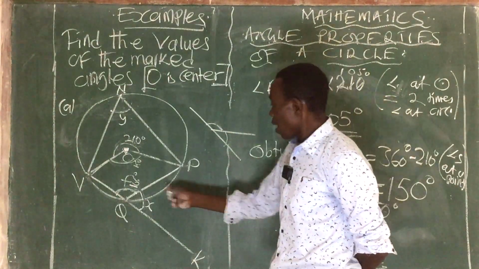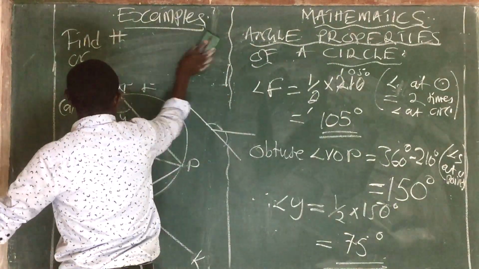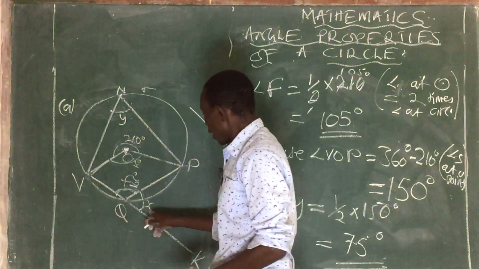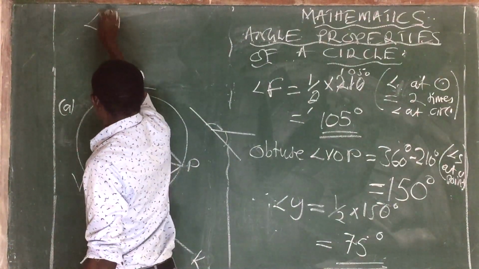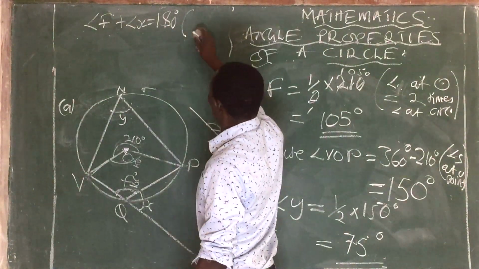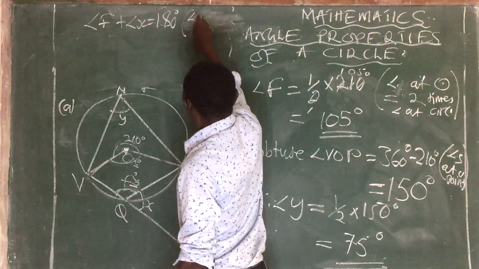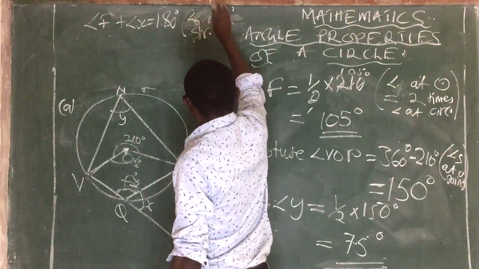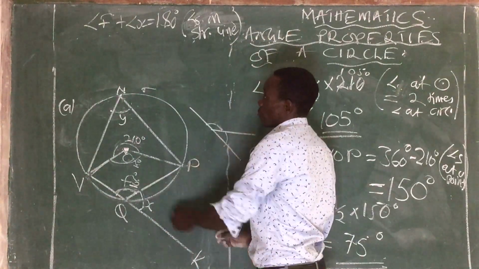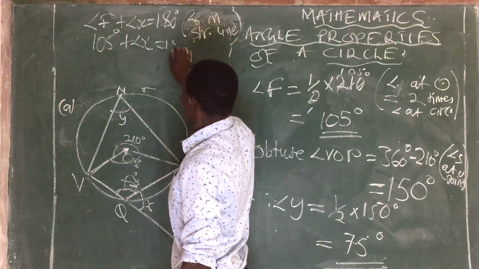Or mention it as supplementary angles. It's the same language. Right, so let us finish that one out by doing thus. For x here, I will simply say angle F plus angle x is 180 degrees. You talk of supplementary angles, or simply call them angles on a straight line. I know the value of F as 105, so I'm going to substitute here and write 105 degrees plus angle X equals 180 degrees.